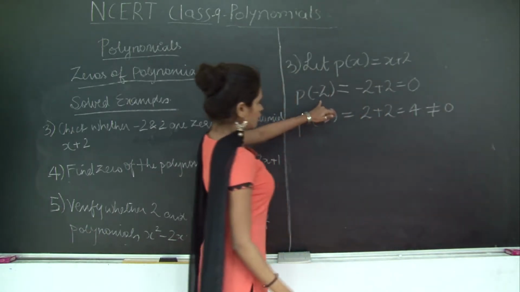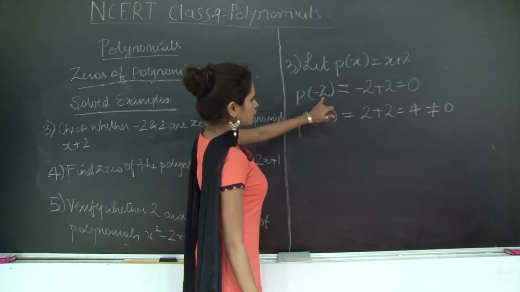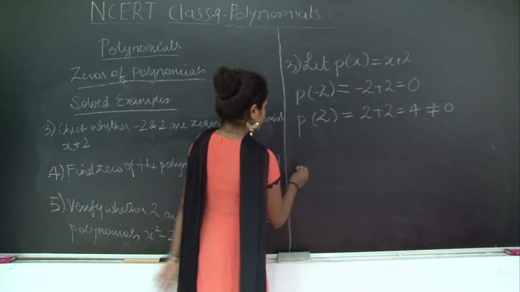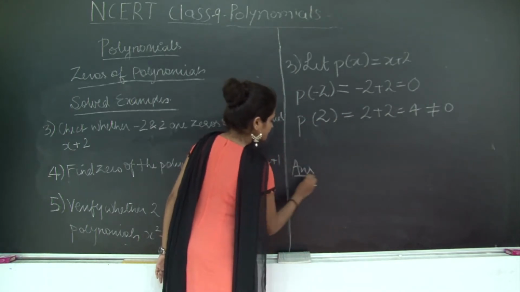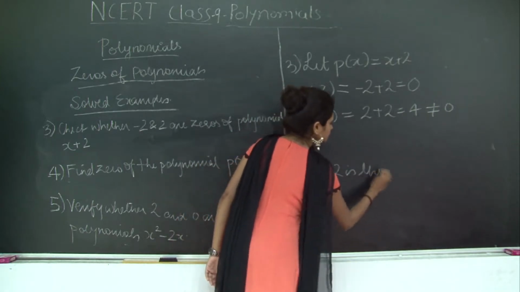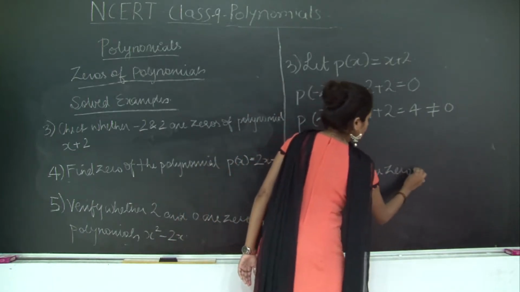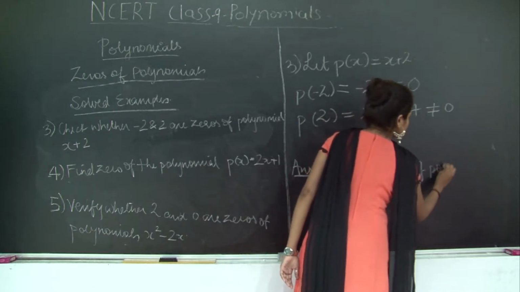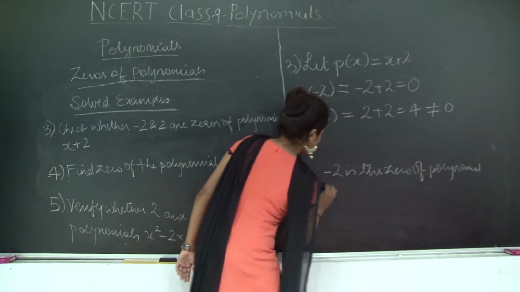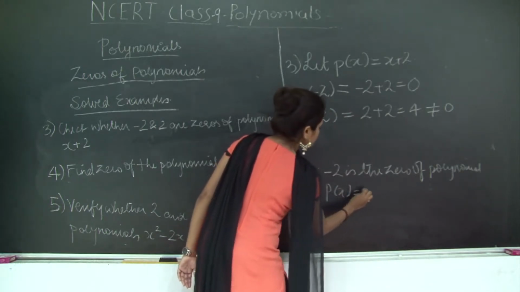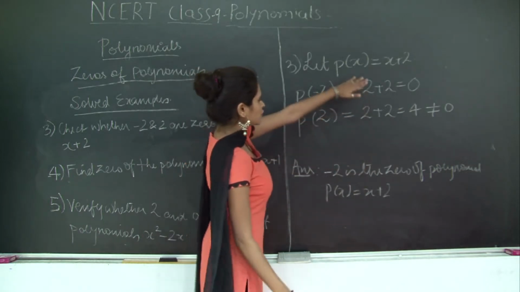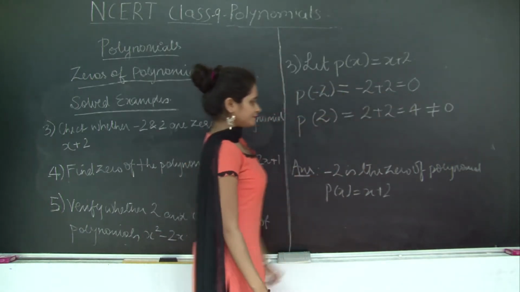So, for the value x is equal to minus 2, you are getting p(x) as 0, that is p(-2) is 0. Therefore, your answer is minus 2 is the zero of polynomial p(x) is equal to x plus 2. Why? Because at x is equal to minus 2, the value of the polynomial is 0.